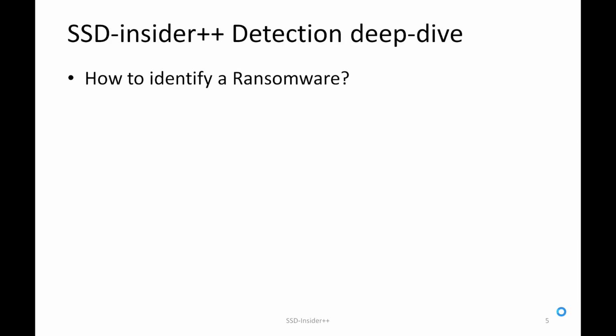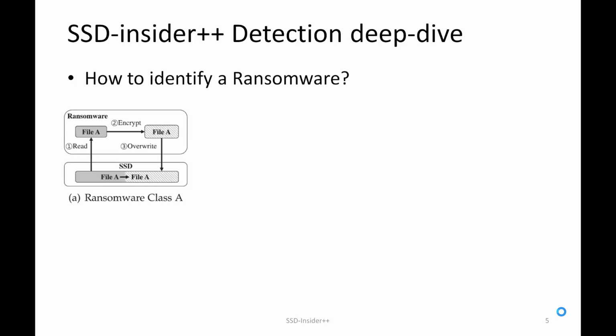Right? Let's look at the detection part of SSD-insider plus. How do we identify a ransomware? Potentially by looking at the access patterns. In that regard, the SSD-insider plus authors have classified different ransomwares into three classes. Class A is the simplest one, where, if you observe here, a particular file A is read from the SSD, it is encrypted and overwritten. So here the access pattern would be read and overwrite. Right? Encryption is anyways done on the CPU front.